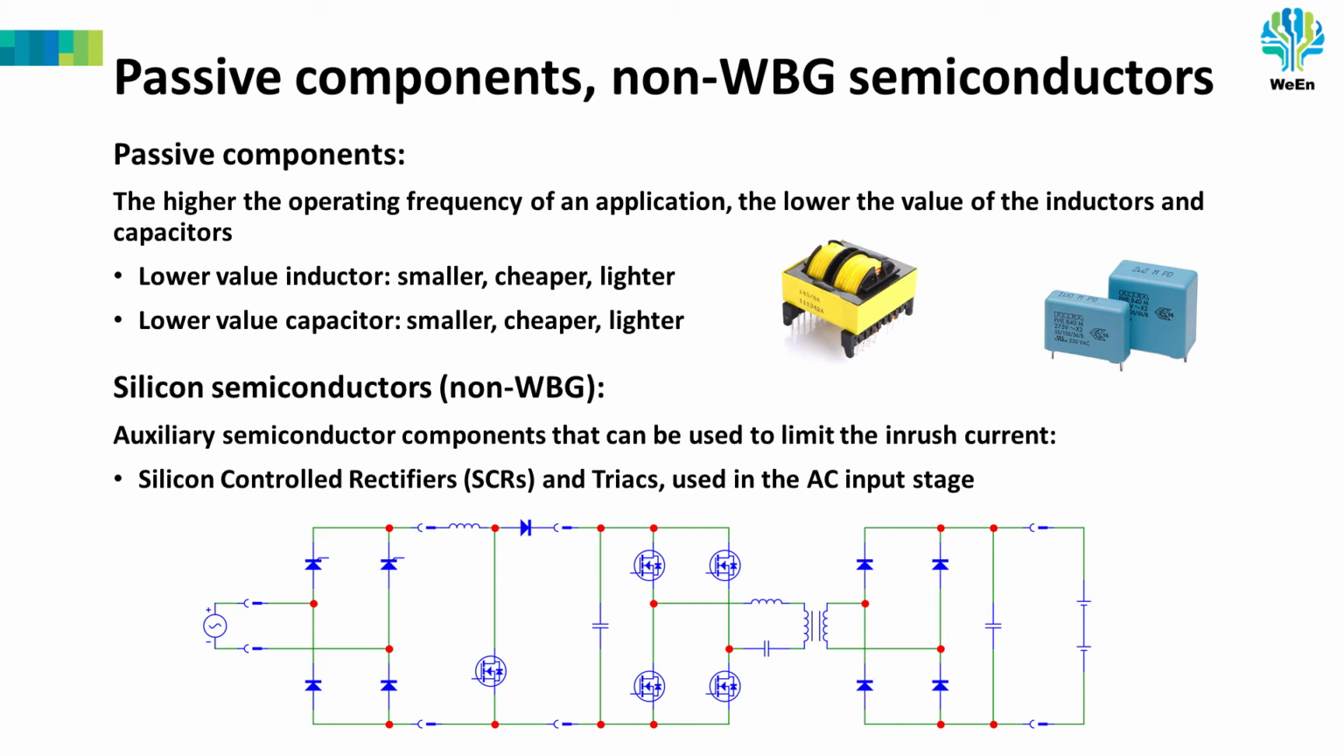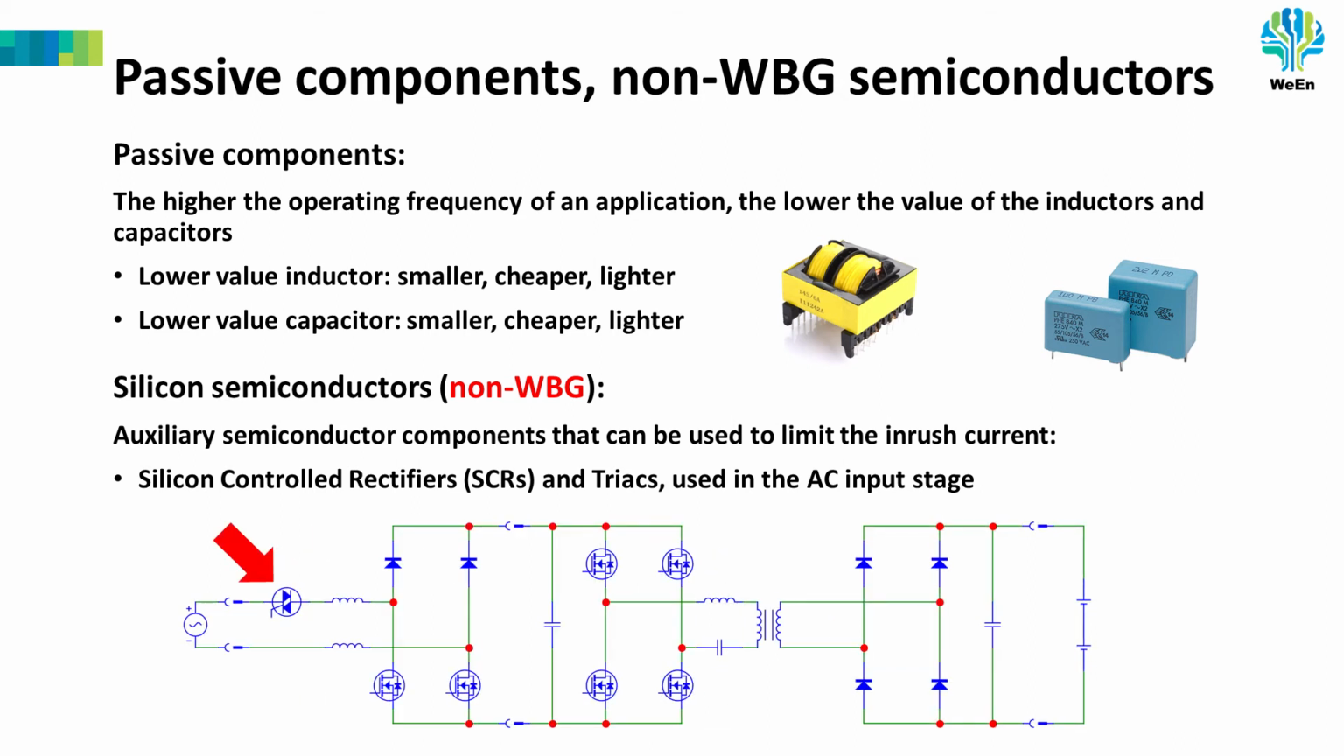Non-wide bandgap semiconductors can be used to limit the inrush current. For instance, SCRs, silicon-controlled rectifiers, can be used in a controllable rectifier bridge. In the picture at the bottom of this slide, you can see that in a rectifier bridge, two diodes have been replaced by two SCRs. And here we see a similar solution using a triac. The triac is switched at voltage zero crossing, and in this way we limit inrush current.